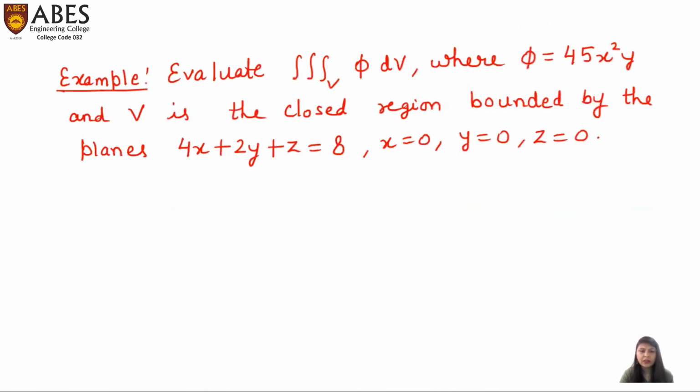So we take the next problem, and in this problem, phi is a scalar here, and the value of phi is given as 45 x square y, and this is bounded by the planes 4x plus 2y plus z equals to 8, and x equals to 0, y equals to 0, z equals to 0. We can draw this plane also.